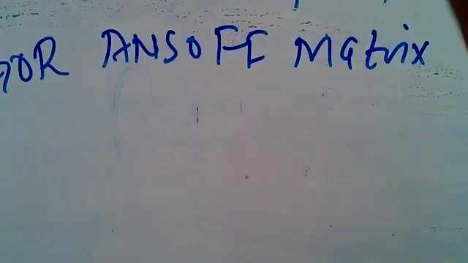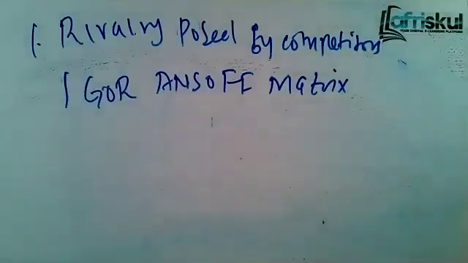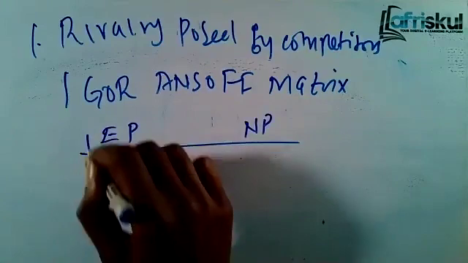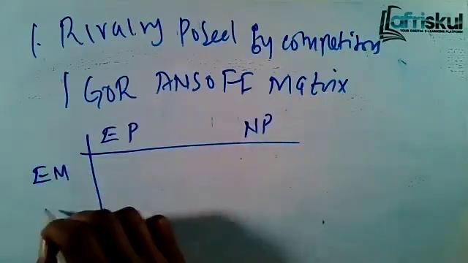So low switching cost. Then under this, when we talk of the rivalry posed by competitors, this is where I'm going to discuss the Ansoff matrix. To manage competition, we can use certain strategies to overcome this competition by using the Ansoff matrix. In the Ansoff matrix, we talk of the existing product, new product, existing market, new market.